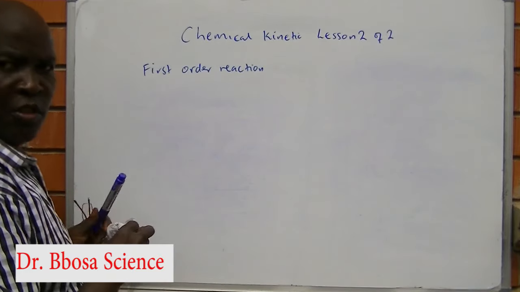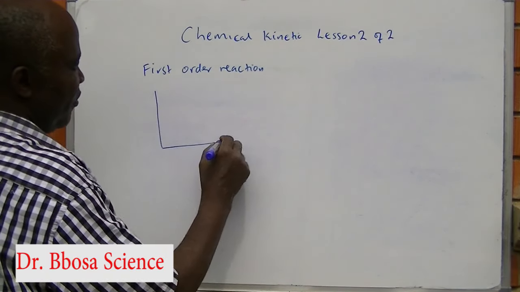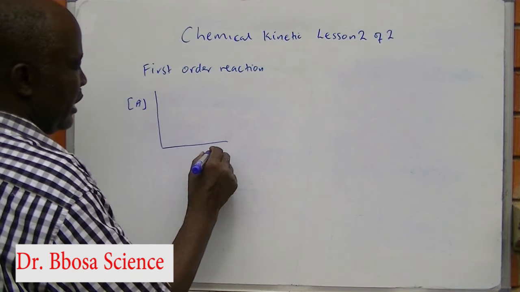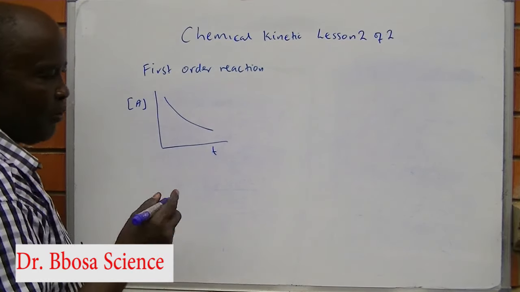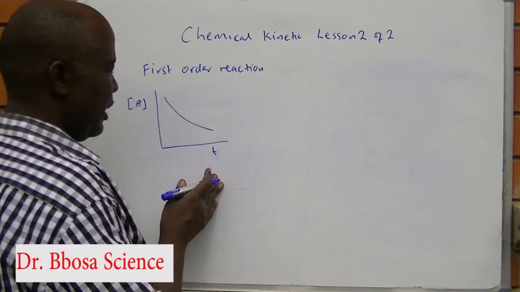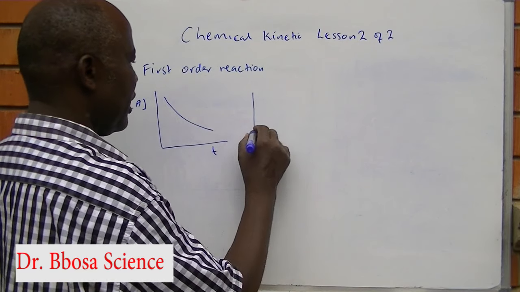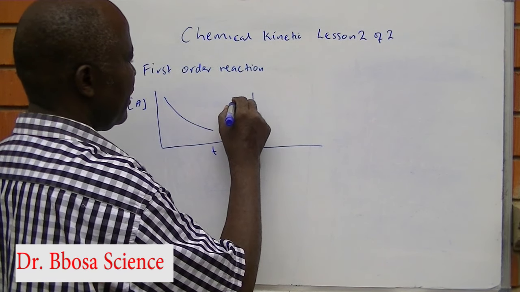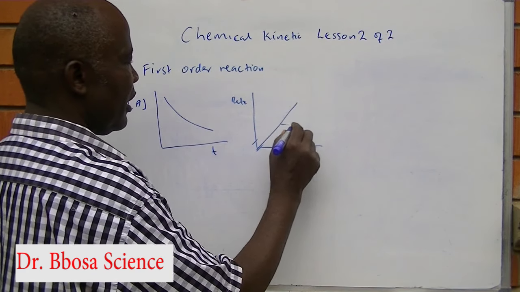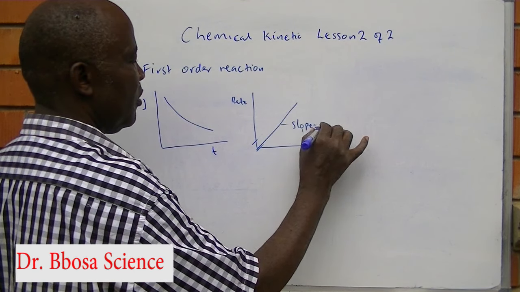In summary, a first order reaction can be identified from the following graphs. If we plot a graph of concentration of A against time and we get that shape of graph, we conclude that the reaction is first order. The rate is proportional to concentration. Or when you plot a graph of rate against time and you get a straight line, again we conclude that the reaction is first order. Here the slope is equal to K.